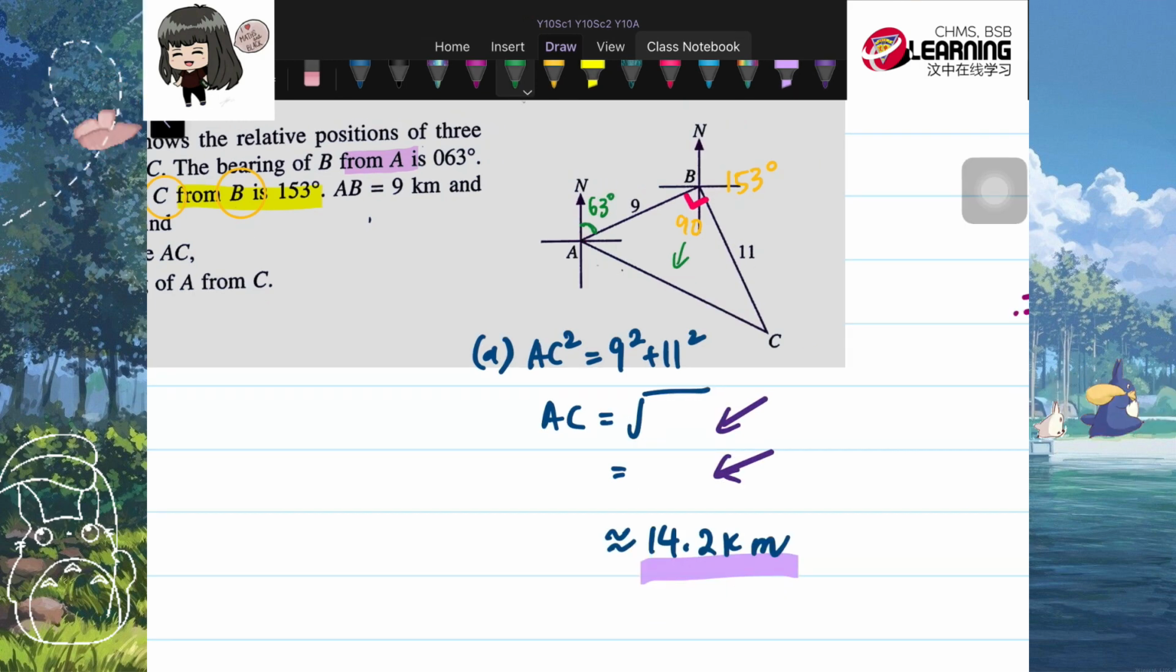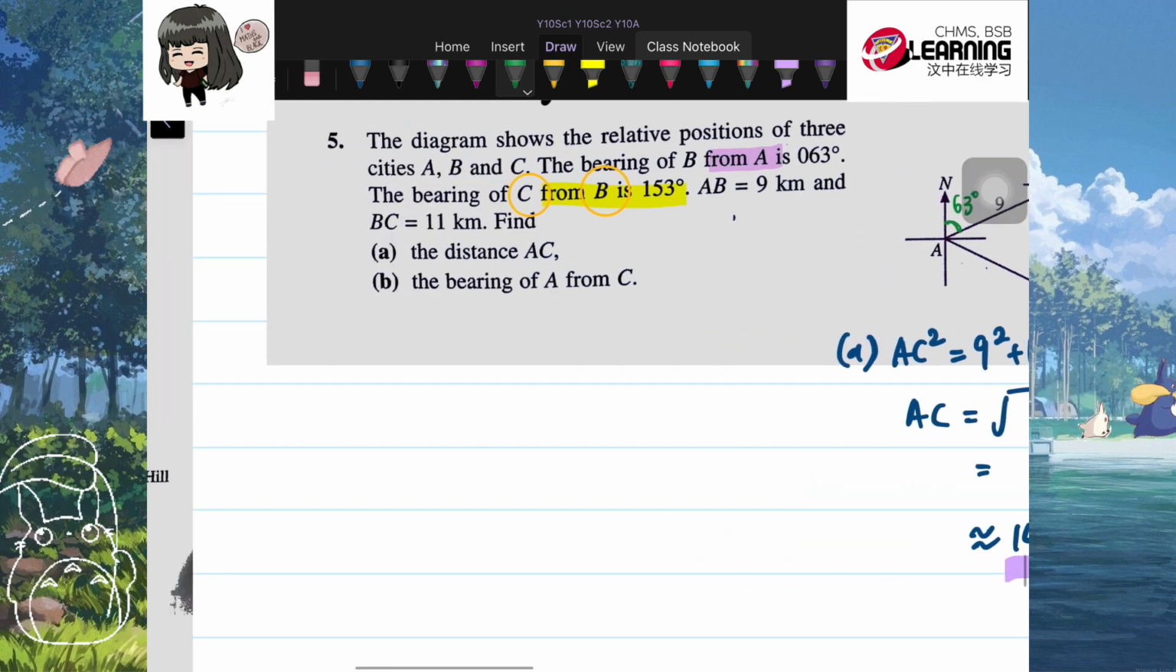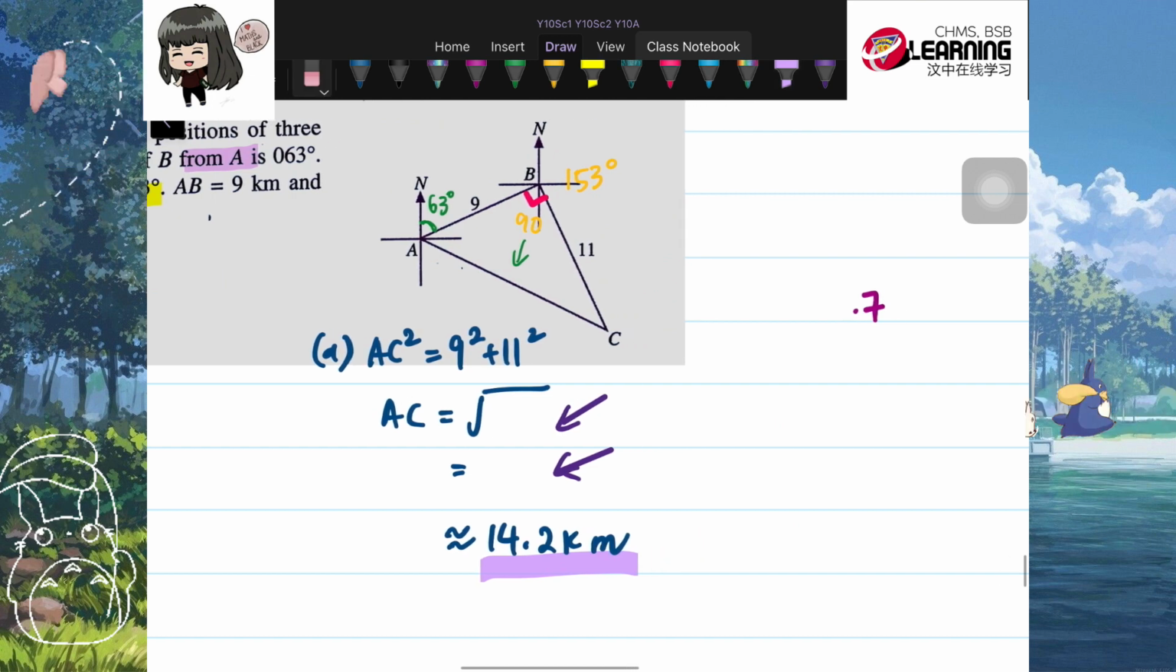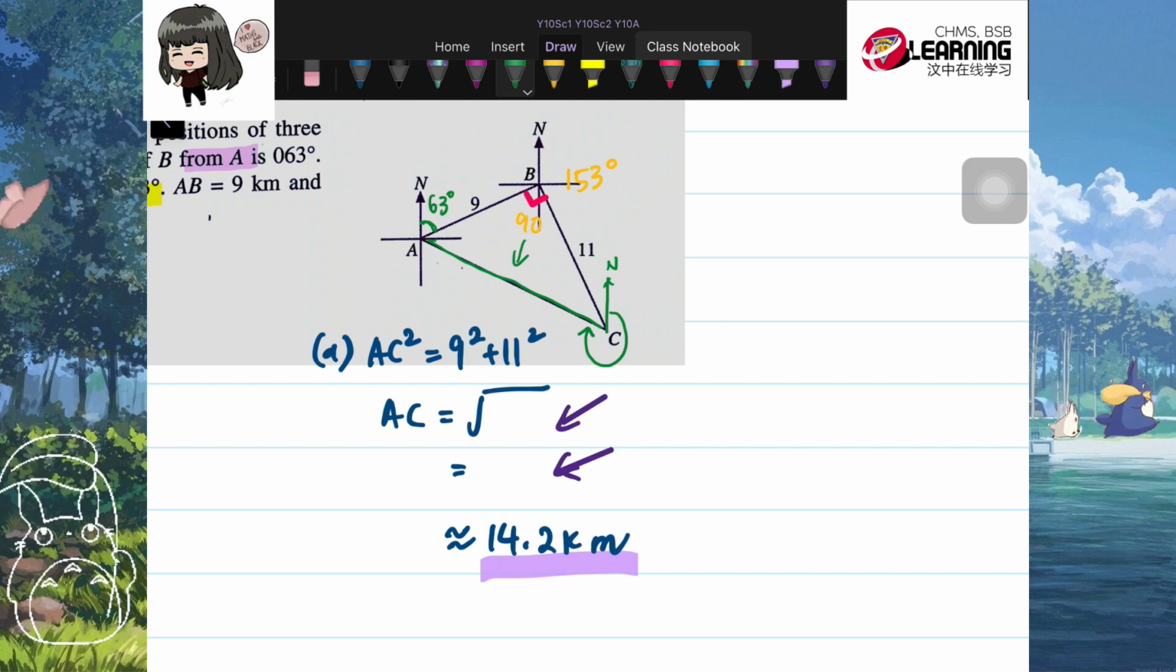So for part B, they're asking you to find the bearing of A from C. So from C, you form a north, and then the connecting line is AC because you are finding A. So the bearing is the whole thing until here. So how are you going to find this angle here? What you need to do is find this angle first.